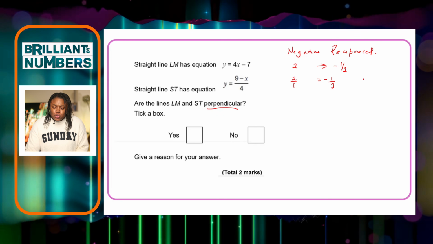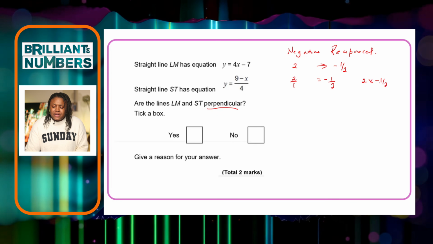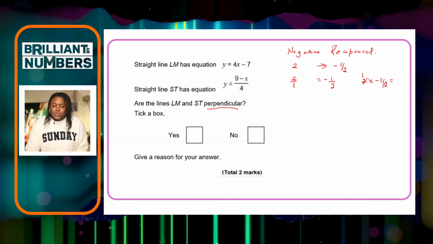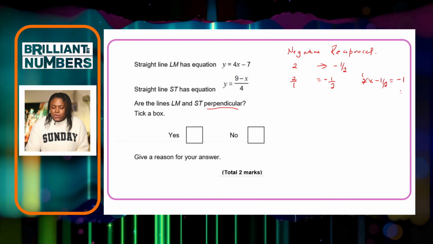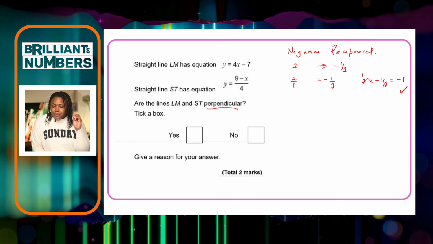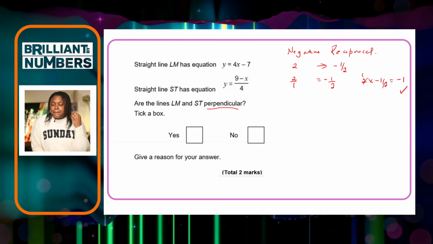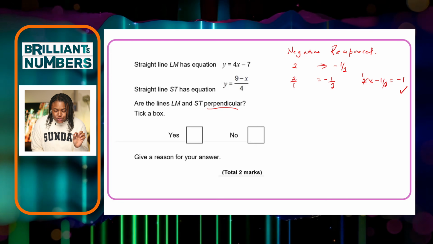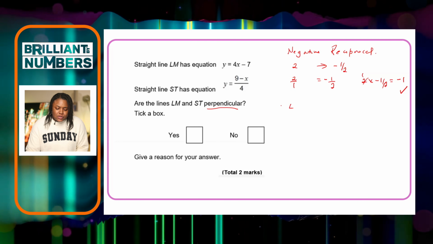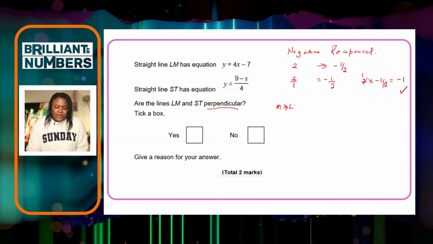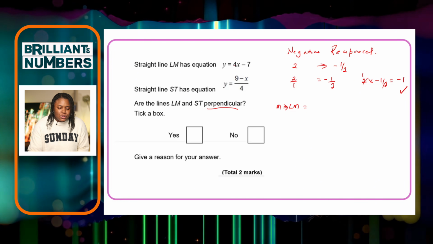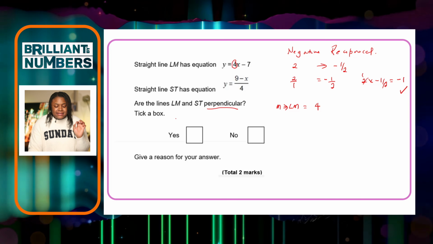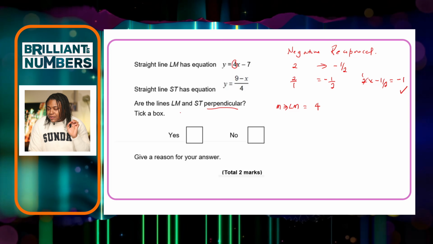So let's go. 2 times negative 1/2: the 2 cancels into itself once, and minus 1 times 1 is minus 1. So yes, negative 1/2 and positive 2 are perpendicular gradients. This is what we're looking to identify in this question. The gradient of line LM is equal to the coefficient of x, which is 4. So what am I looking for? Is the gradient of ST negative 1/4?